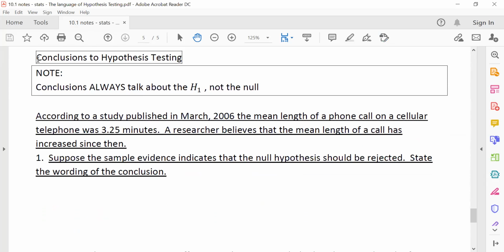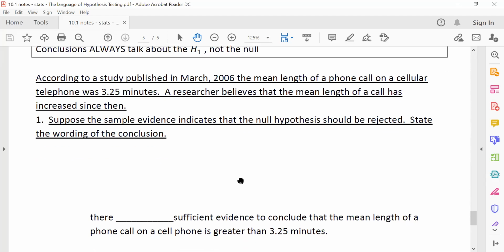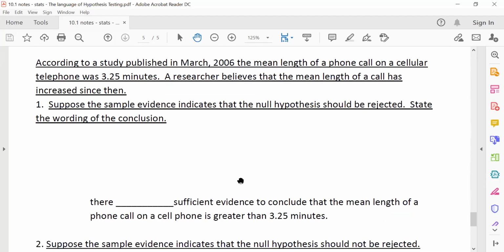So whenever we are drawing conclusions to hypothesis testing, you're going to word it where you're either rejecting the null hypothesis in favor of the alternative, or you're not doing that. According to a study published, the mean length of a cell phone call was 3.25 minutes. A researcher believes the mean length of the call has increased, so the alternative hypothesis is that the mean length of a phone call has increased.